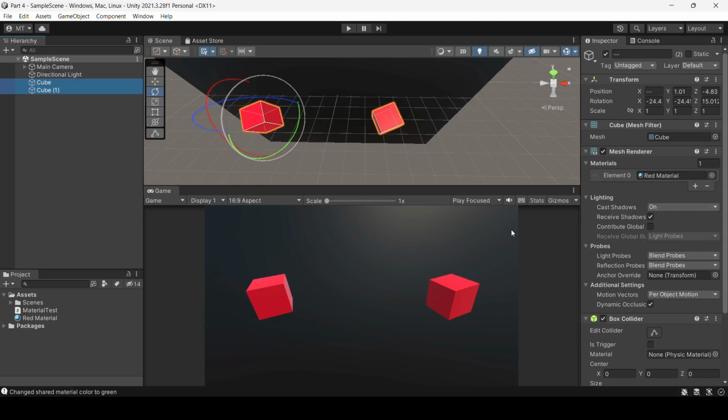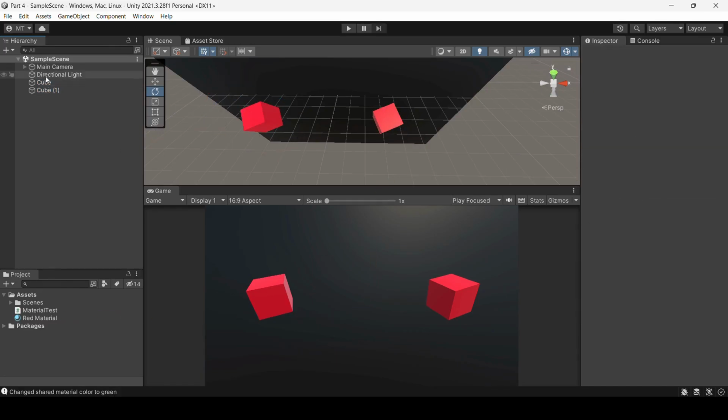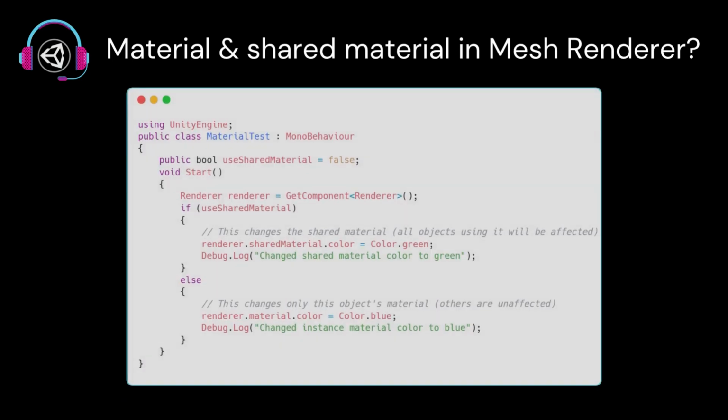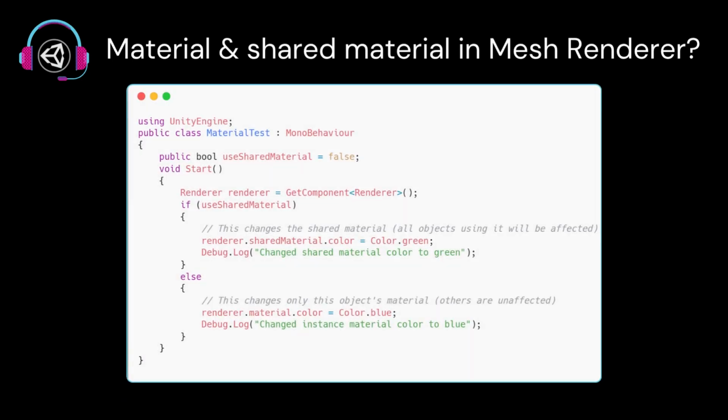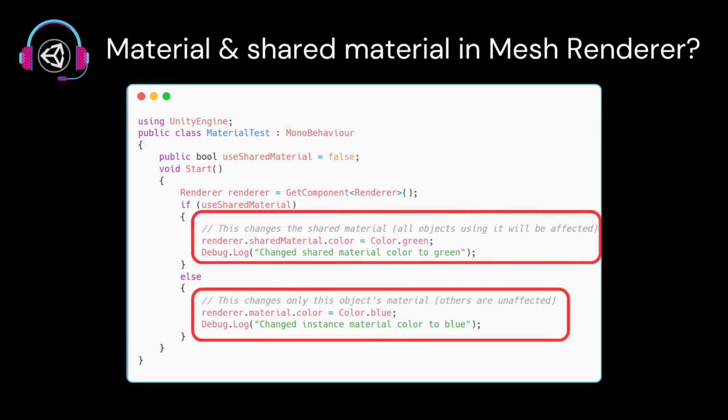Suppose you have two cubes and you have assigned the material named red material, which has a red color, to the mesh renderer of both cubes. Now we attach this script to one of the cubes. In this script, we have changed the color of material and shared material's color property.